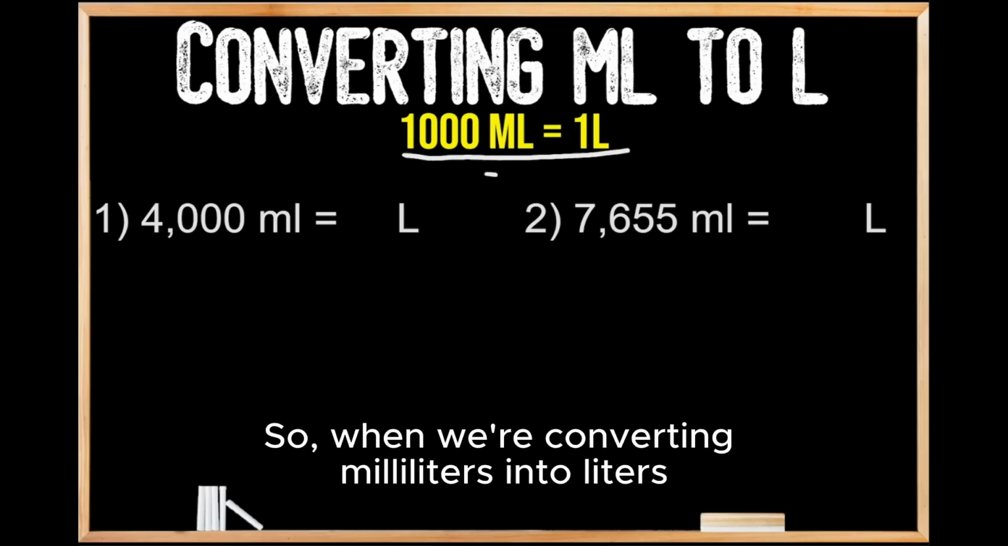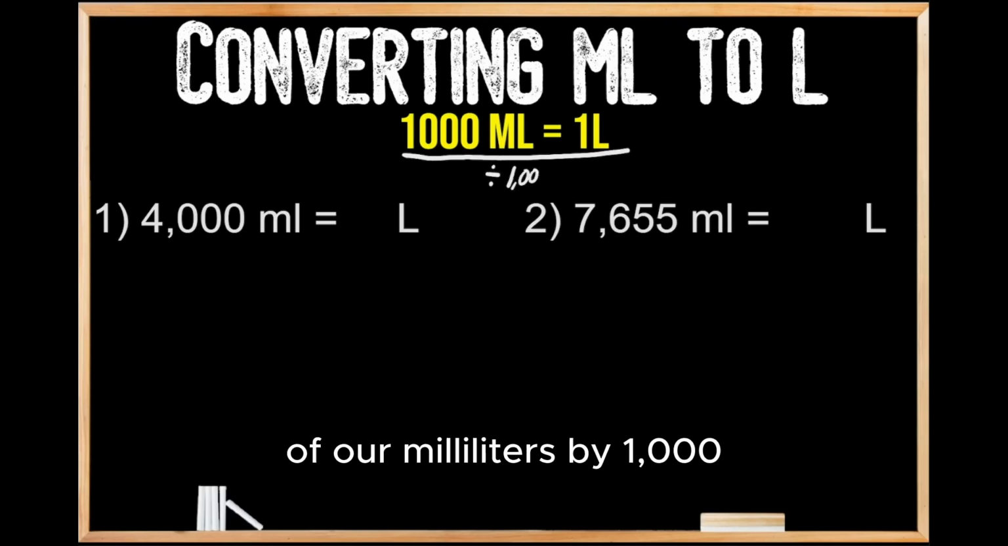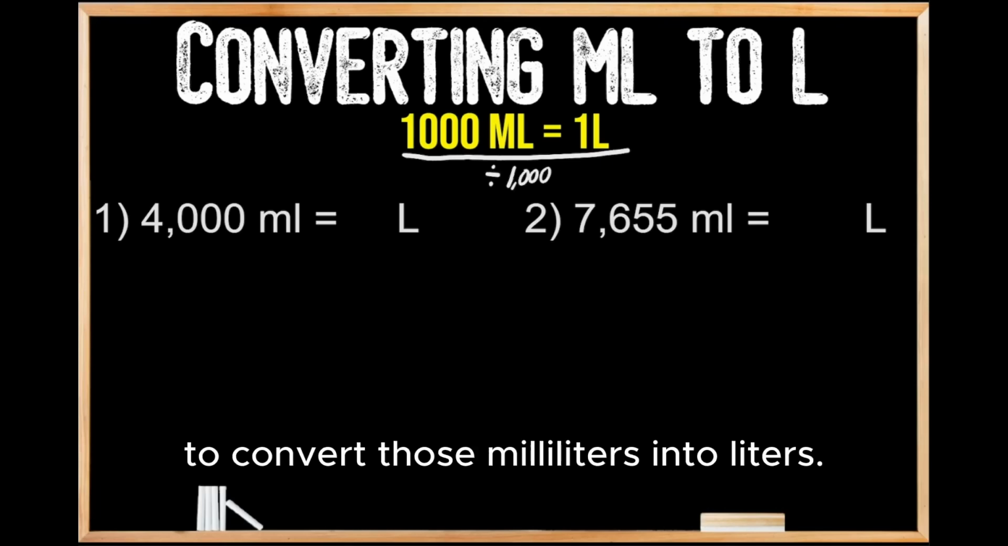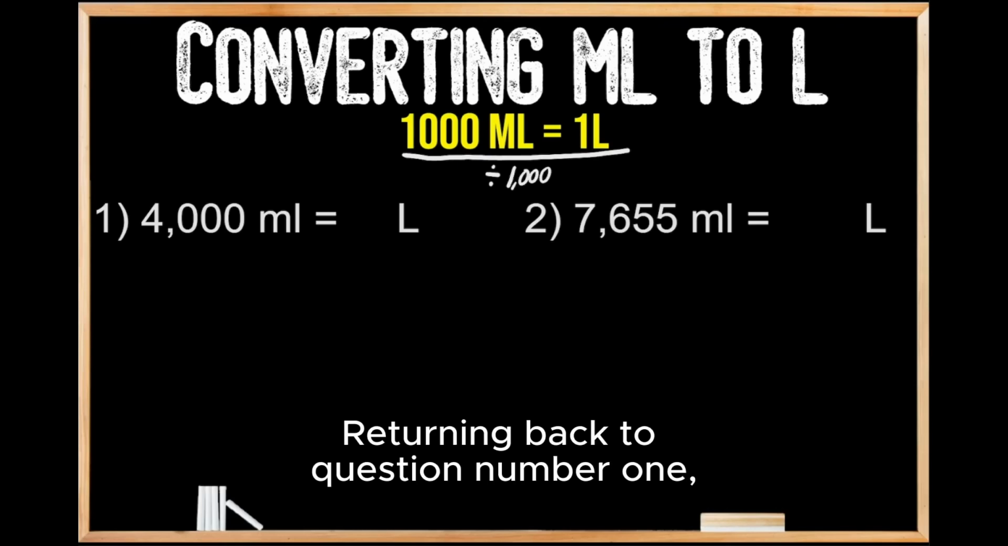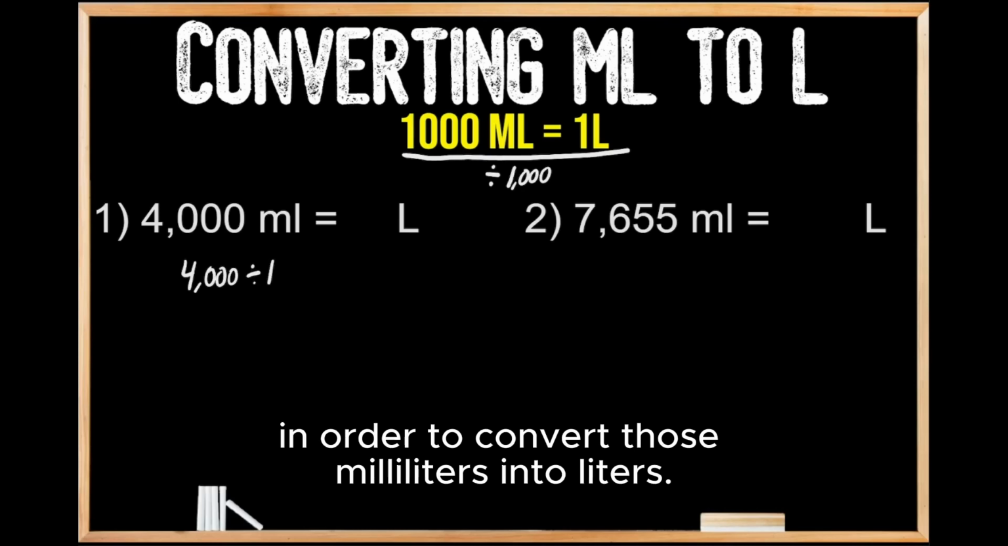So when we're converting milliliters into liters, we're going to divide the value of our milliliters by 1,000 to convert those milliliters into liters. Returning back to question number 1, we're going to divide our 4,000 milliliters by 1,000 in order to convert those milliliters into liters.